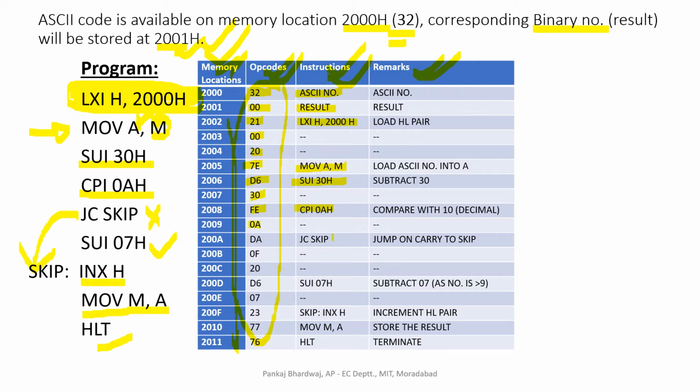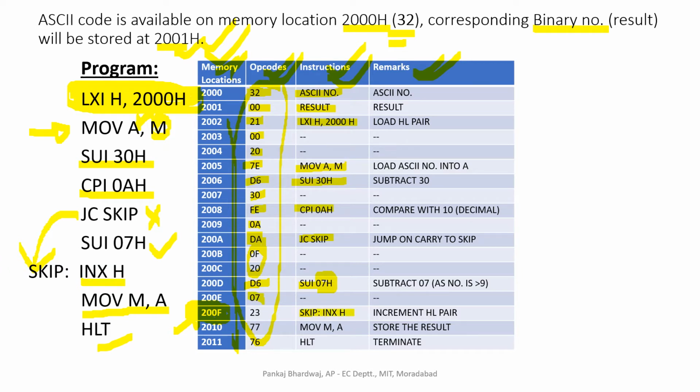And then jump on carry to skip. A skip is written here, so we need to mention the address of the skip instruction in the next two bytes. So 200F is basically the address of the skip instruction, and DA is the opcode of jump on carry. Then SUI 07, it's again a 2-byte instruction, so the opcode is D6, and since the 07 immediate data needs to be subtracted, so 07 is the next.